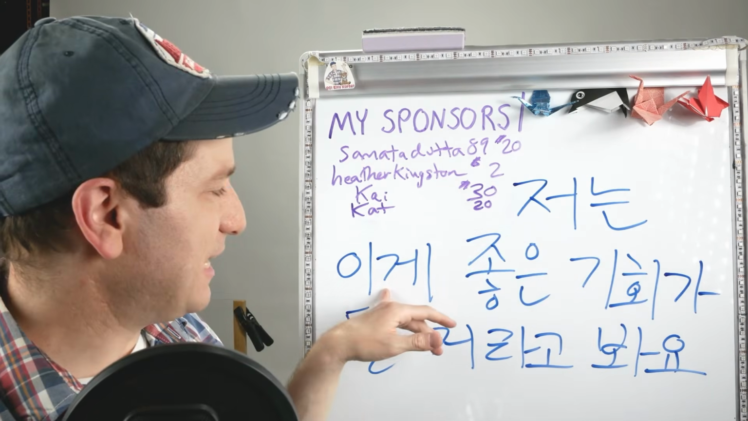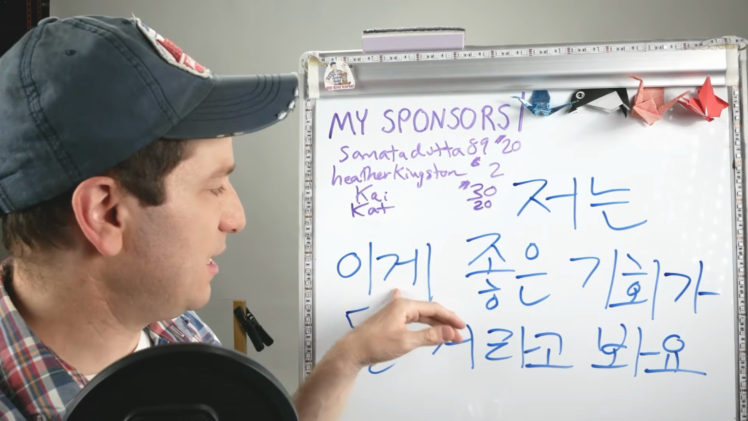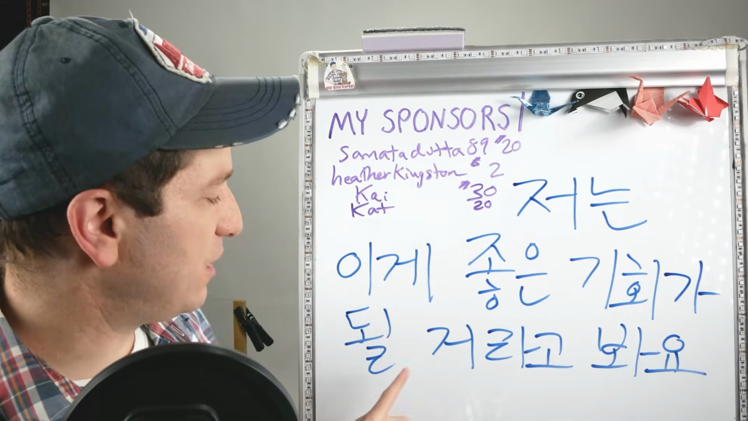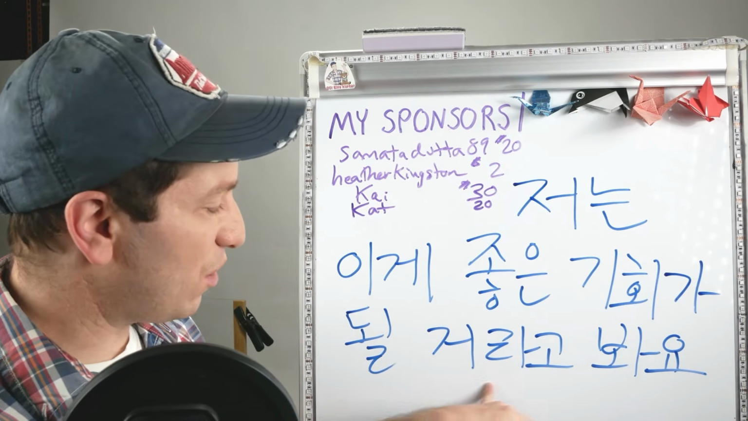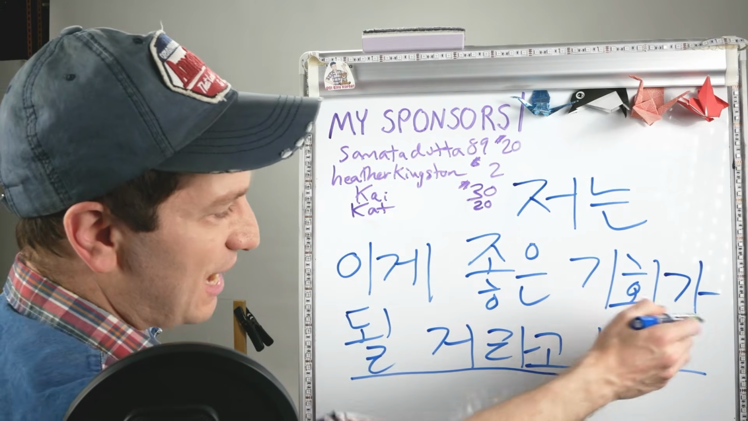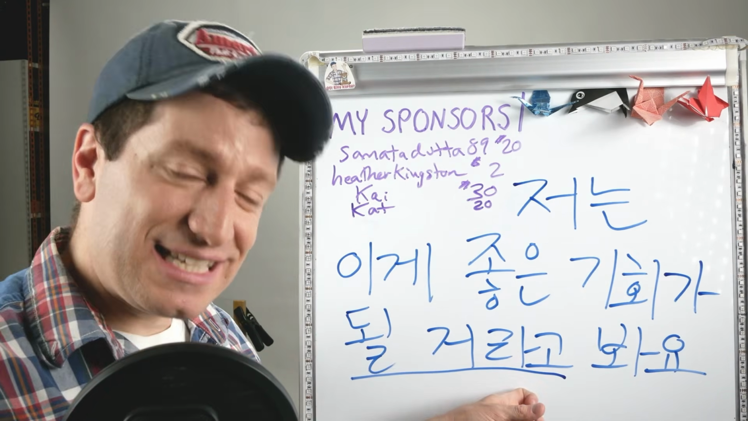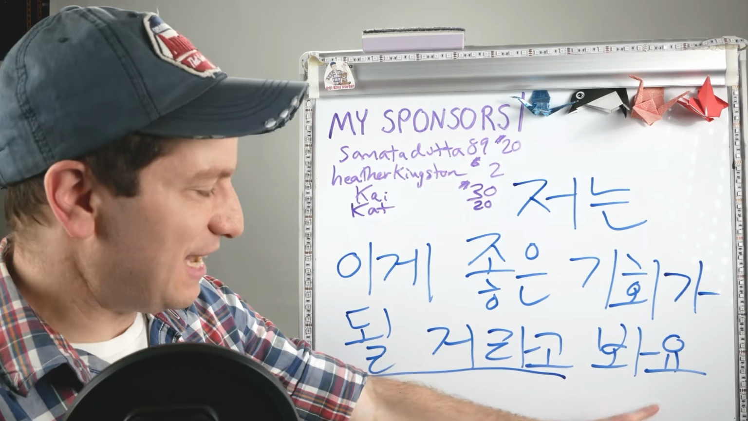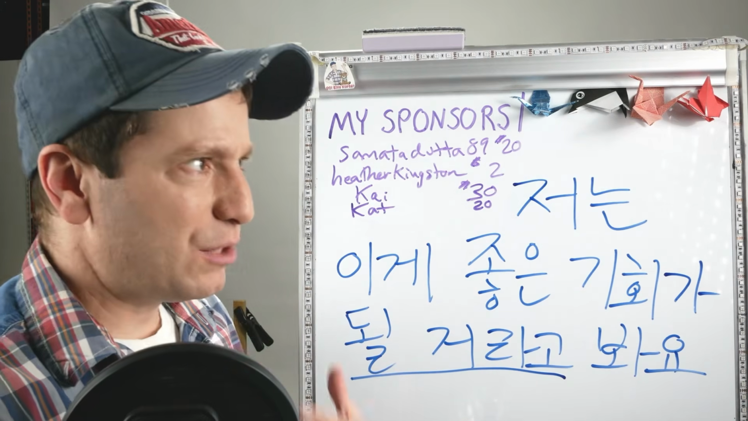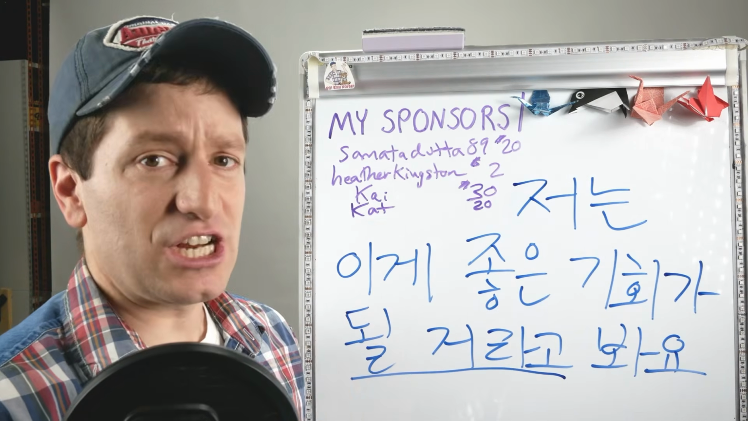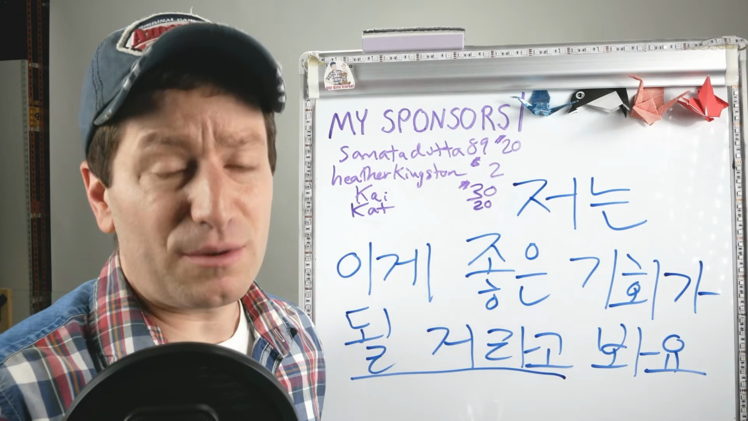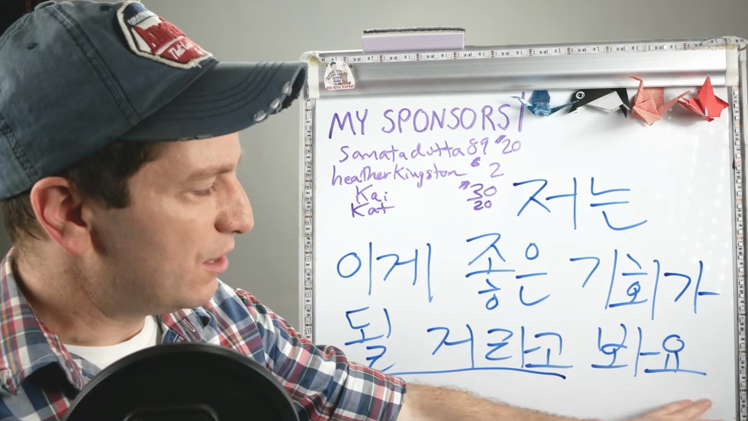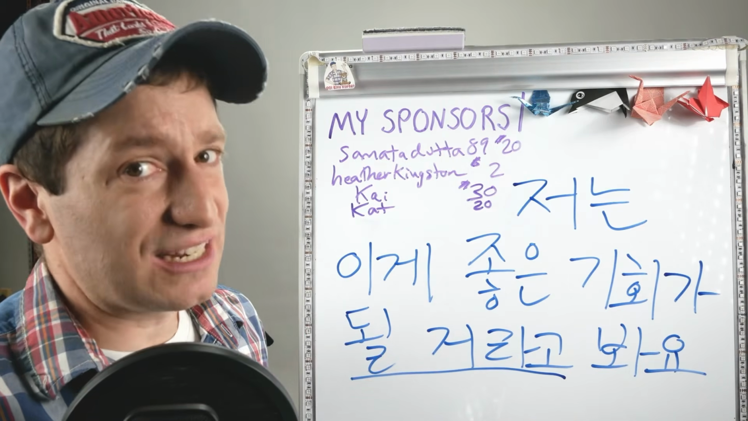저는, I, 이게, which is 이것이. So this, 이것이, 이게, 좋은 기회, a good 기회, good opportunity, 가 되다, to be, it will be, 될 거라고, future tense 되다. So it will be a good opportunity, 봐요. I see that this will be a good opportunity, is what you're literally saying, but it's more like, I think that this will be a good opportunity, but it's also the nuance of saying, like, I am judging, I'm making a call that, yeah, this is going to be a good opportunity. So I see it that way. 저는 이게 좋은 기회가 될 거라고 봐요. So the way I see it is that this is going to be a good opportunity.